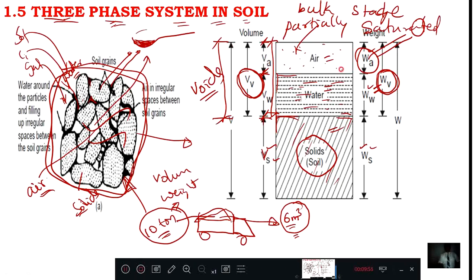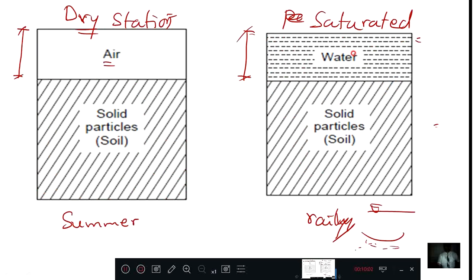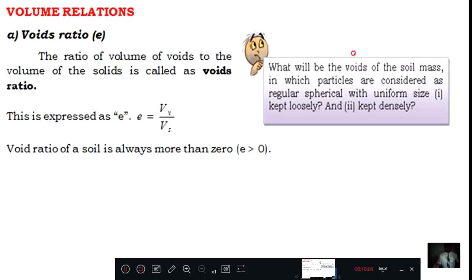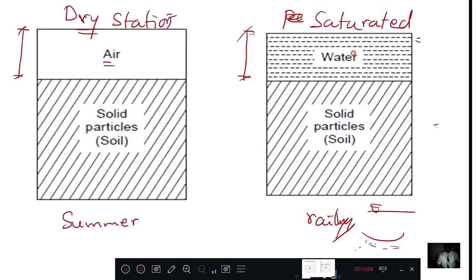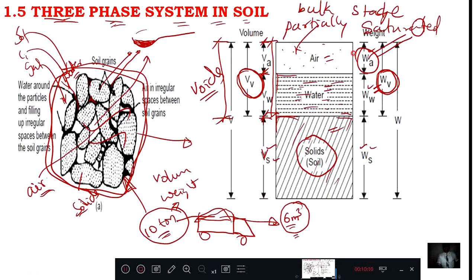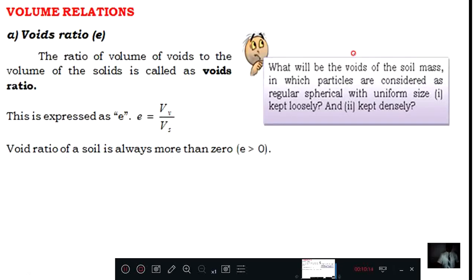Okay, now these terms you can note down. Now you came to know what is the meaning of dry state of soil and what is the meaning of saturated state of soil. Now in this diagram we will derive some equations, some terms.